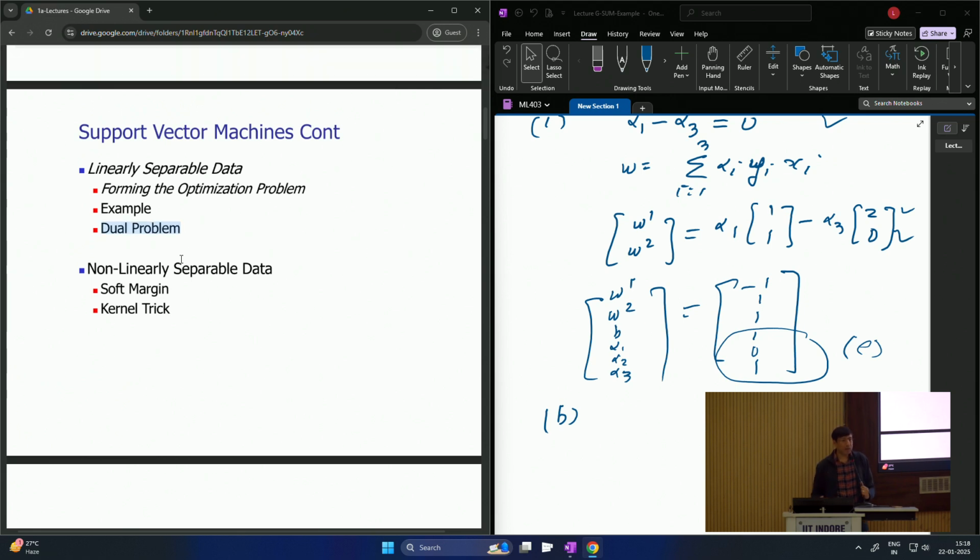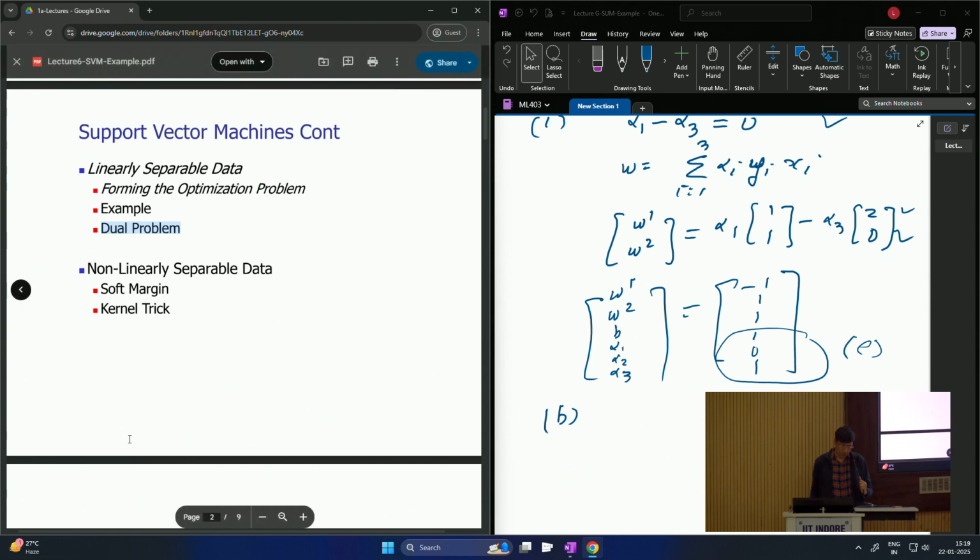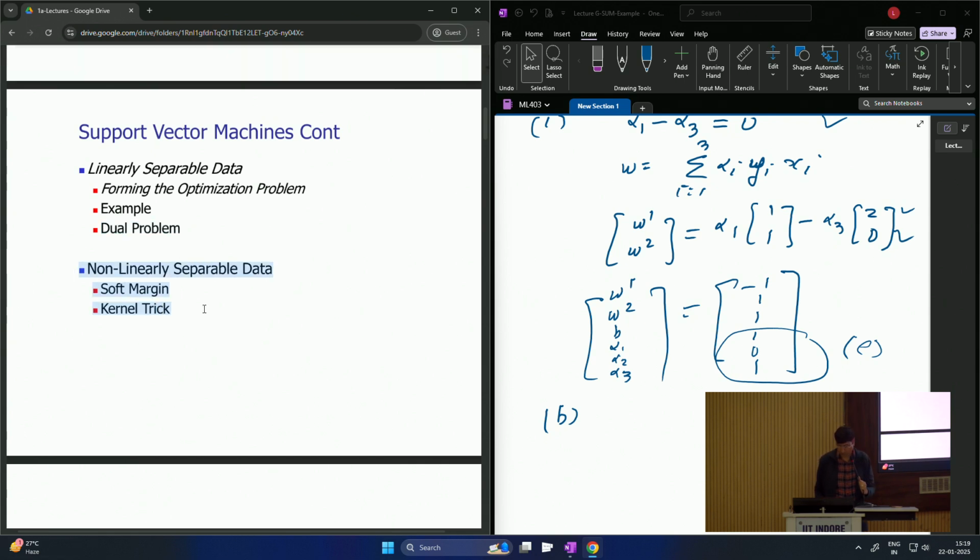In reality, you don't solve the SVM this way. You transform it into another problem, which is called the dual of it, and then you solve it. Then you will go to the non-linearly separable case, which is soft margin and kernel trick. So this will finish SVM.